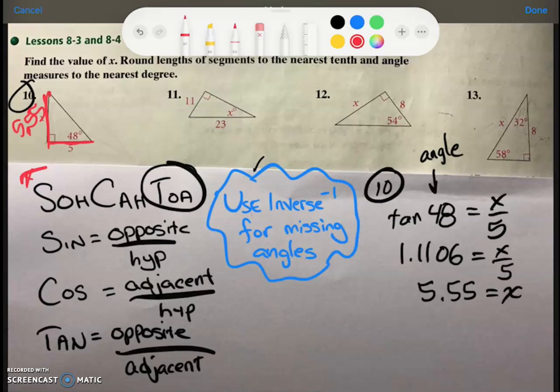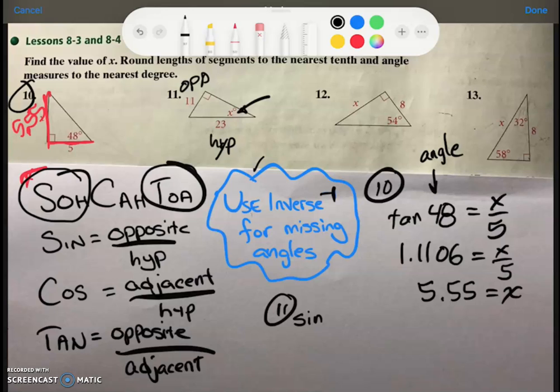Okay. Number 11 is an example of when you are having a missing angle and you want to do what we have here in blue, use the -1. So if you look at number 11, you are looking at a missing angle. If I look at this, 11 is opposite, this 23 is hypotenuse, and opposite and hypotenuse is sine. So we're going to say sine. Now we have a missing angle here because it's x. So we're going to say sine -1 of x, the angle, is equal to, opposite that x is the number 11, the hypotenuse is the number 23, and we're actually going to solve for this angle.